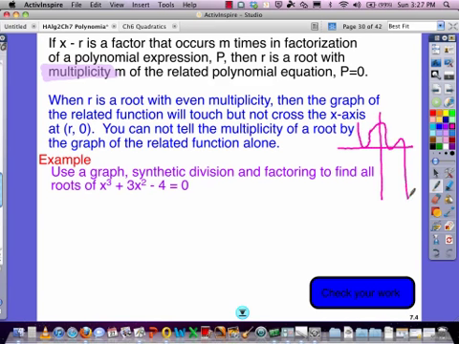Okay? So here's an example that uses this. Use a graph, synthetic division, and factoring to find all the roots of x cubed plus 3x squared minus 4 equals 0. So if we had to do this to start with, in order to use synthetic, you actually need to see a root. In order to factor, we need something we can take out, and right now we look at that and there is no GCF or anything, and it's x cubed, so that's not really going to help much in our factoring. So we want to go to our graph. So let's go and graph.